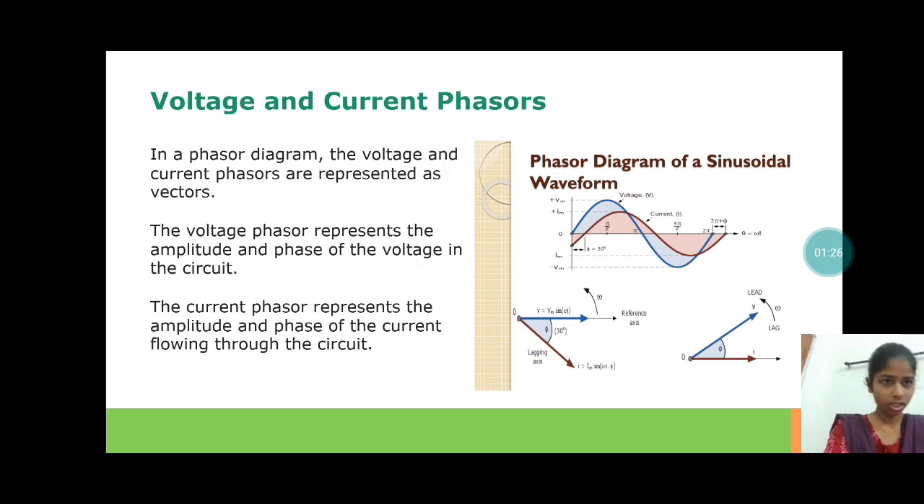Voltage and current phasors. In a phasor diagram, the voltage and current phasors are represented as vectors. The voltage phasor represents the amplitude and phase of the voltage in the circuit. The current phasor represents the amplitude and phase of the current flowing through the circuit. And this is a phasor diagram of a sinusoidal waveform. This represents Vm, Im. This is the angle phi. This is the angle 30 degrees between the reference axis and the lagging axis.